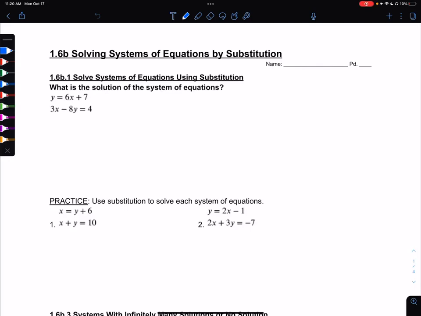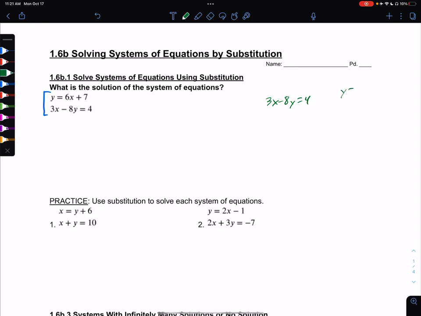Here we're going to look at solving systems of equations using substitution. So we're given the system y equals 6x plus 7 and 3x minus 8y equals 4. But let's just go back for a minute and pretend we still had this 3x minus 8y equals 4. And let's use a concept that we're familiar with, and then we'll build on it.